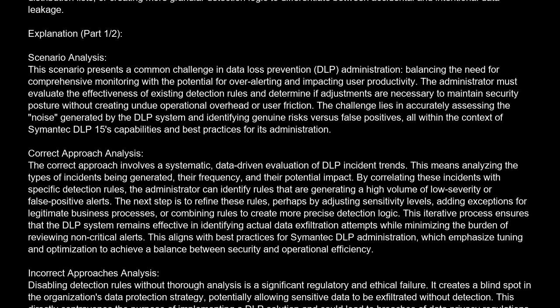Incorrect approaches analysis. Disabling detection rules without thorough analysis is a significant regulatory and ethical failure. It creates a blind spot in the organization's data protection strategy, potentially allowing sensitive data to be exfiltrated without detection. This directly contravenes the purpose of implementing a DLP solution and could lead to breaches of data privacy regulations, e.g., if the data involved is personal information or industry-specific compliance requirements.